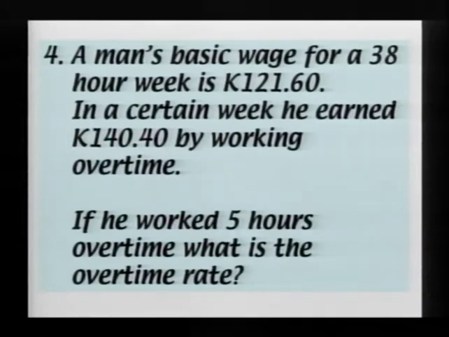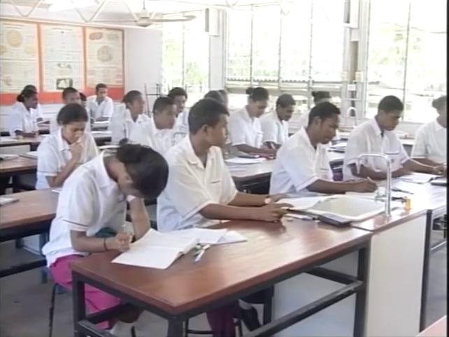A man's basic wage for a 30-hour week is 121 kina 60 toya. In a certain week, he earned 140 kina 40 toya by working overtime. If he worked 5 hours overtime, what is the overtime rate? Anyone wants to answer that question? Siegfried. 3 kina 76 toya. You all got 3 kina 76 toya? Is there anyone who wants me to do it on the board? Nobody wants me to do it on the board?